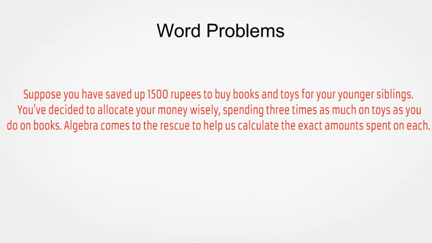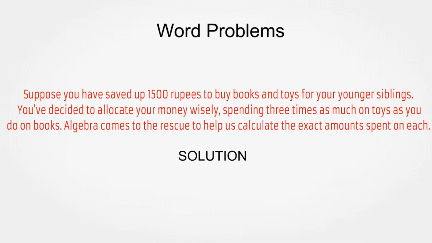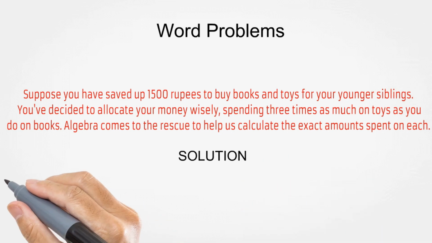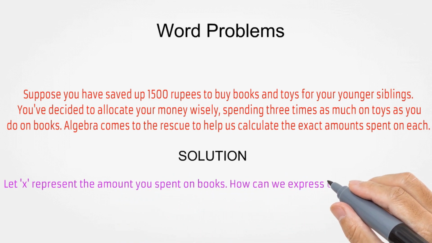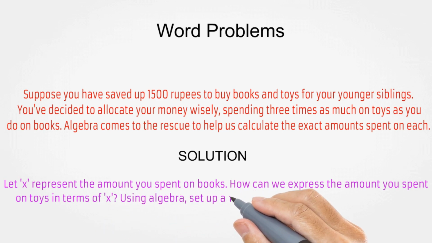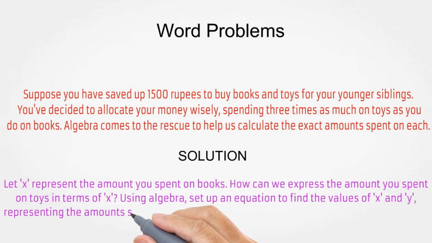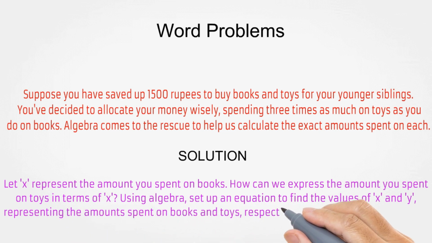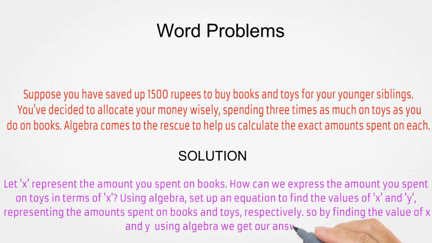Consider a word problem. Suppose you have saved up 1,500 rupees to buy books and toys for your younger siblings. You've decided to allocate your money. Let X represent the amount you spend on books. How can we express the amount you spend on toys in terms of X? Using algebra, set up an equation to find the values of X and Y, representing the amounts spent on books and toys, respectively. So by finding the value of X and Y using algebra, we get our answer.